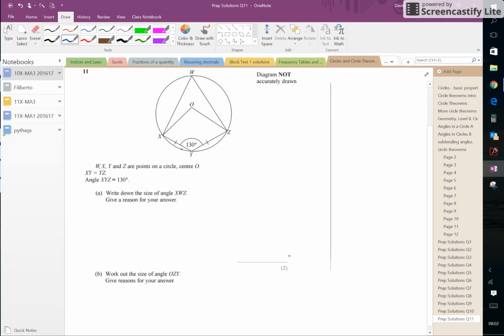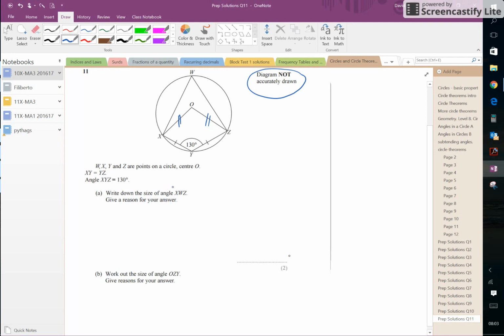Notice that this is not a cyclic quadrilateral here, because not all 4 points are on the circumference. This one's in the center. So we've got a center O, so that makes these radii and means that these two lengths here are equal. And it tells you that XY equals YZ. Oh no, that's telling you that these two are also equal lengths. I certainly don't look it, but it's not drawn accurately, so that's fine.